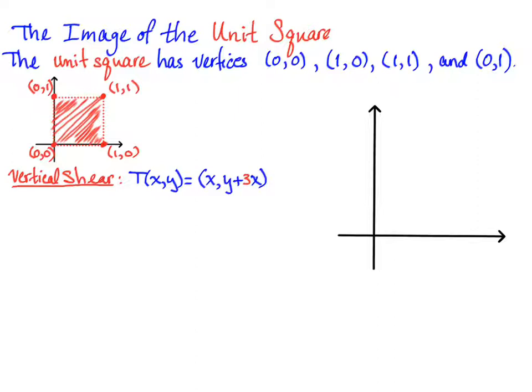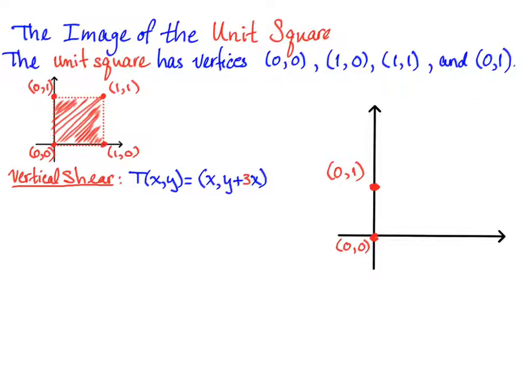So the 2 vertices that lie on the y-axis, 0, 0, and 0, 1. The first component stays 0, right? But the second component gets shifted by 3 times 0. So basically, the second component doesn't move at all. So the second component stays the same because 3 times 0 is just 0. So those 2 vertices stay put. Right? The T of 0, 0 is just 0, 0. T of 0, 1 is 0, 1.